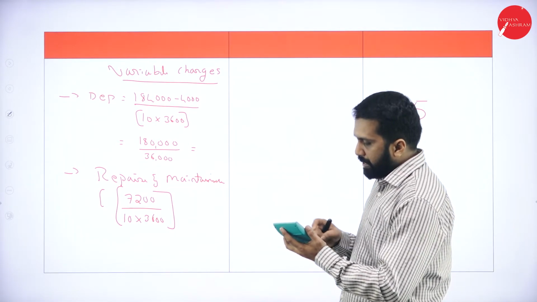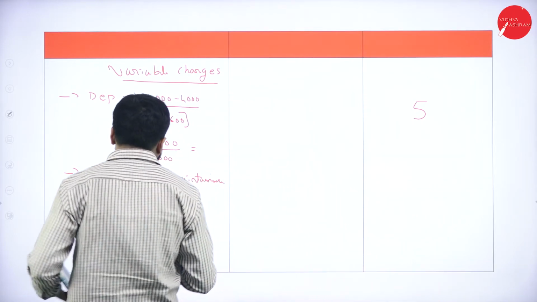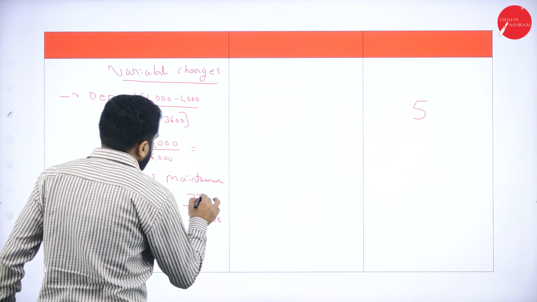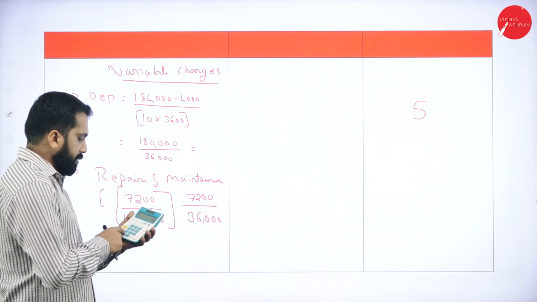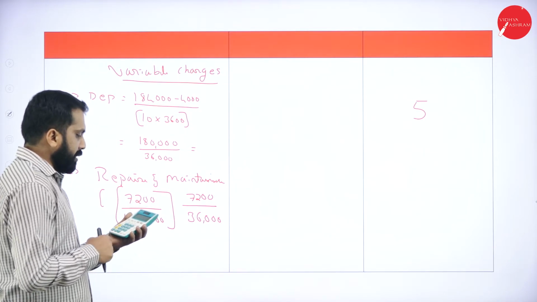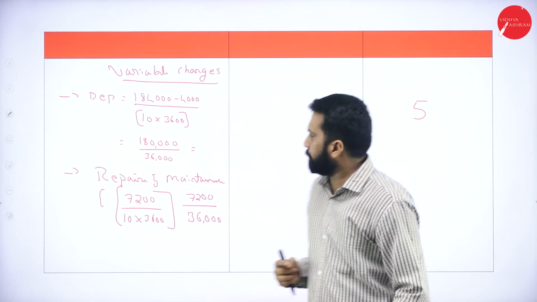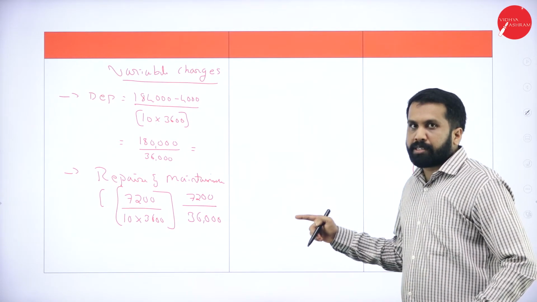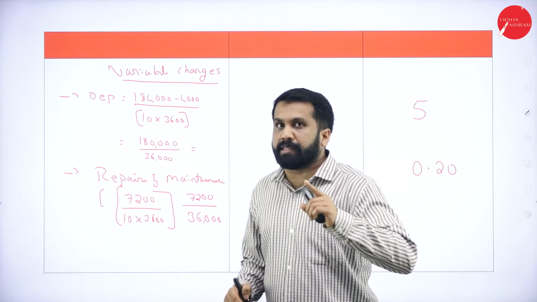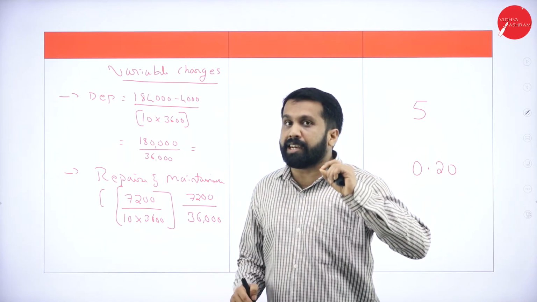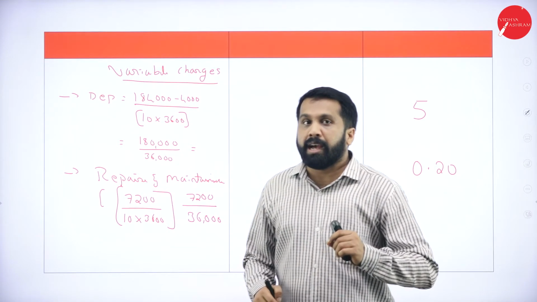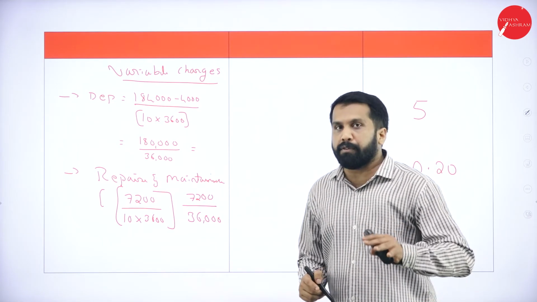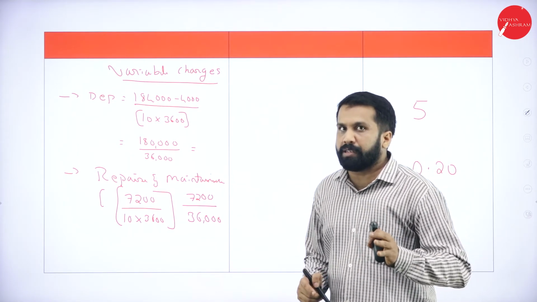3,600 into 10, we get 36,000. This is 7,200. 7,200 divided by 36,000. I got only 20 paise. So it will be 0.2. You got it? They have not mentioned per year. They have mentioned the lifetime, till the end of its use. How many years can we use it? Up to 10 years we can use this. So you are supposed to divide by number of years as well as number of hours run.